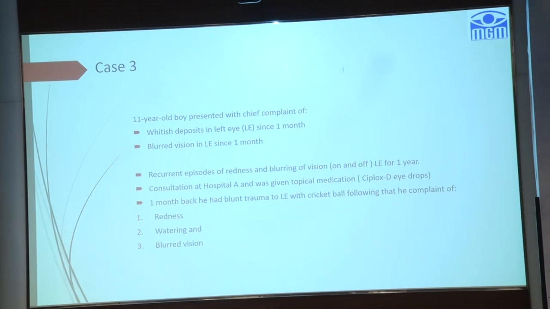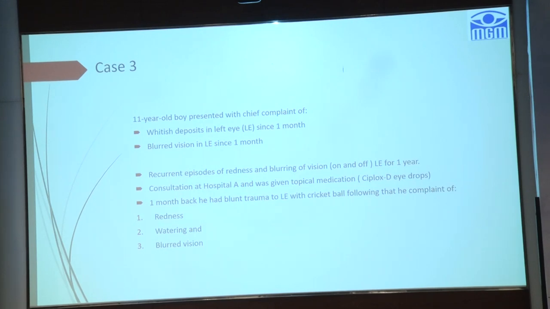This is the last case which I wanted to discuss. This is case 3, an 11-year-old boy presented with whitish deposit in the left eye since 1 month. This case came to me almost 7 years back. He had recurrent episodes of redness and blurred vision in the left eye for almost 1 year. He consulted hospital A and was given Ciprox D eye drops occasionally for redness.